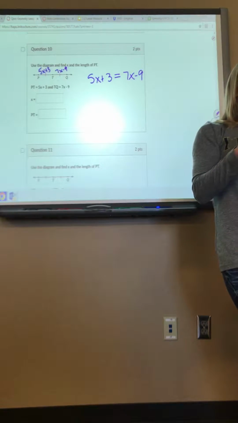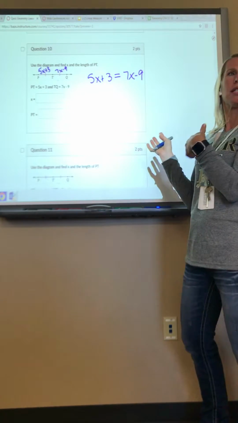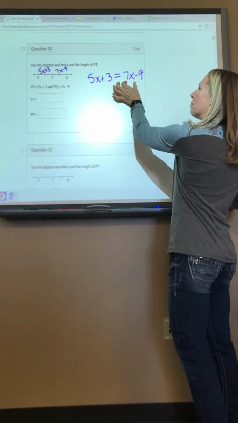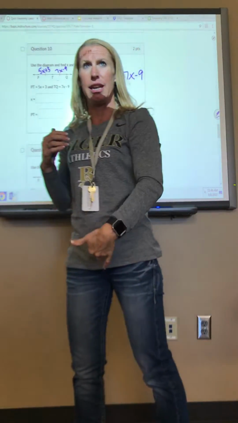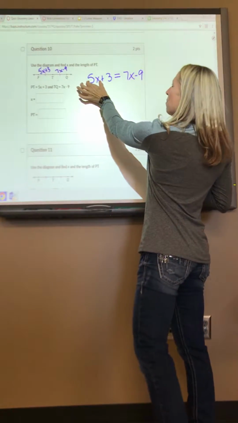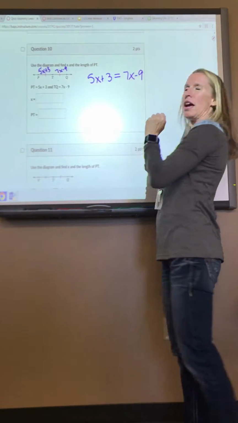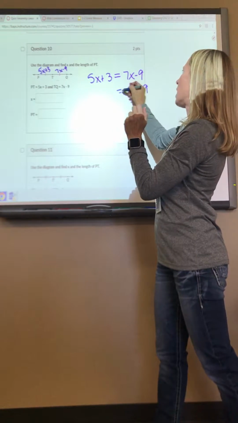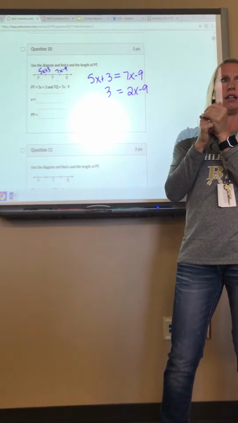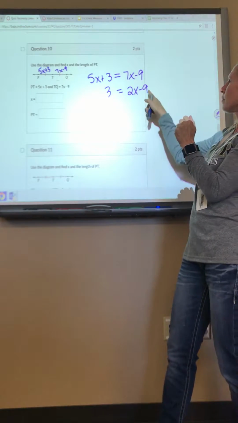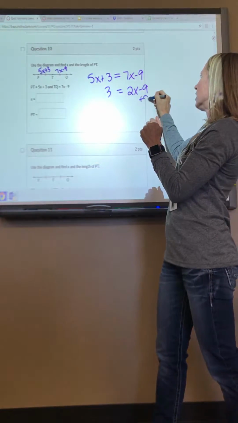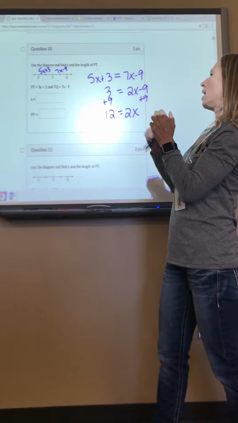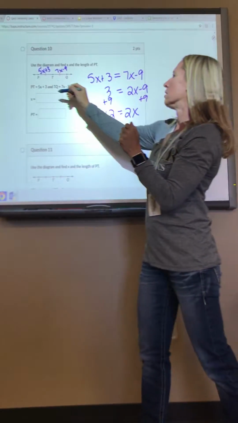Yeah, you get them on one side. Yeah, put x's on one side, numbers on the other. Now me personally, I probably wouldn't minus 7x because I don't want to deal with a negative x. So I would probably minus the 5x from the 7x. So how many x's is that? 2x. So I still have 2x minus 9 and I have 3 on this side. Now what would I do? Add 9. So what's 9 plus 3? 12 equals 2x. What's x? 6. I told you it was 6.